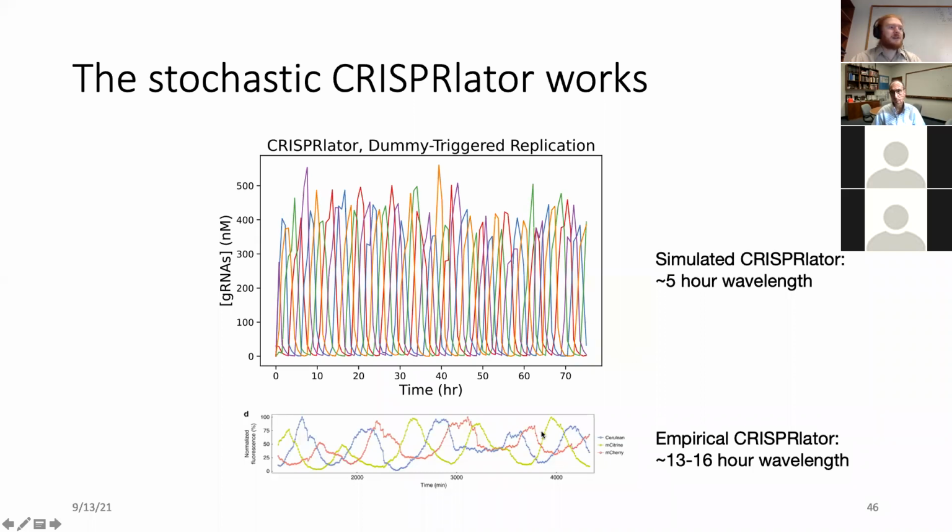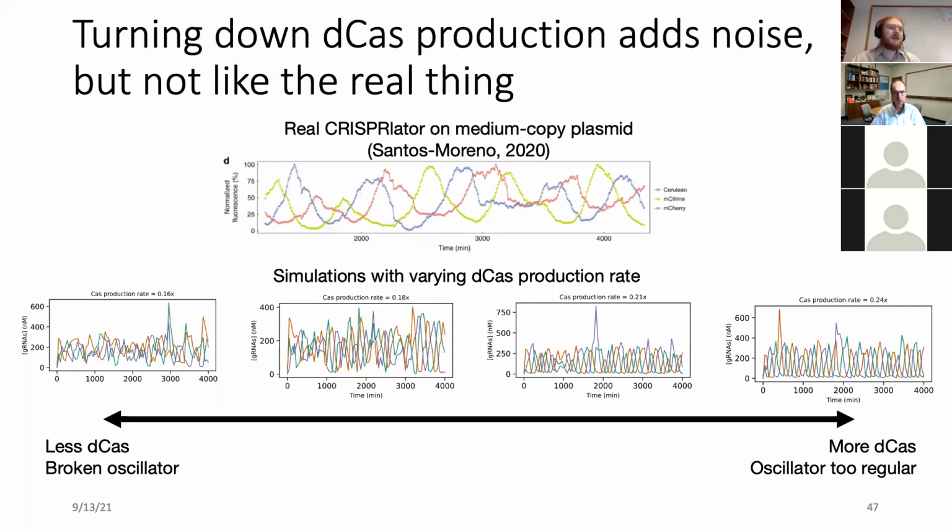It also looks like the real cells still have a rather messier oscillation, right? You can see they don't go back to baseline the way the simulated repressor always does. So we might ask, all right, can we tune this simulation to maybe make it messier, to more realistically capture what we see in the lab? And if you remember, one of the ways we can break the oscillator is by turning up or down dCas9 production. So let's try that.